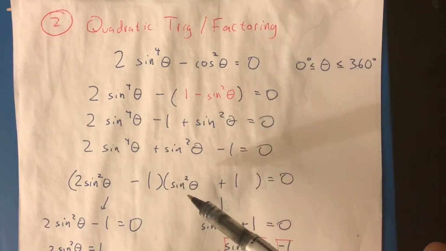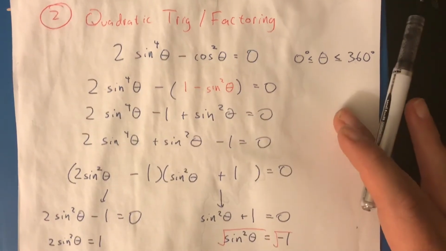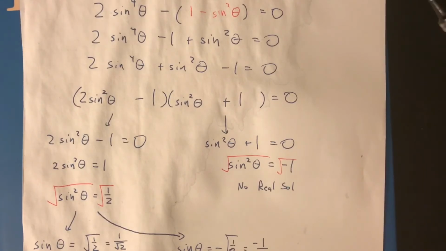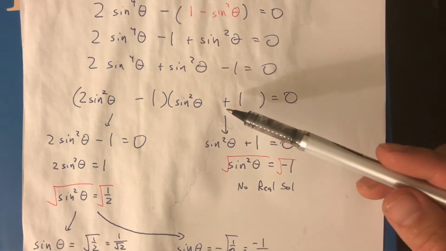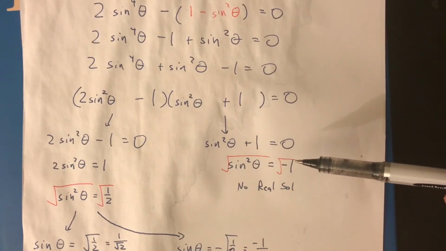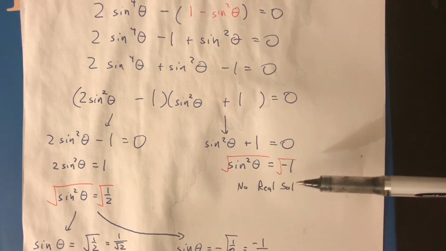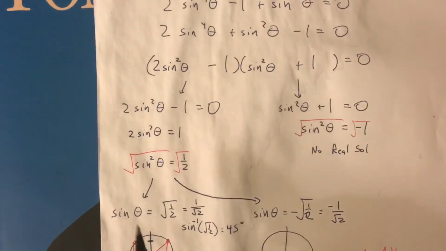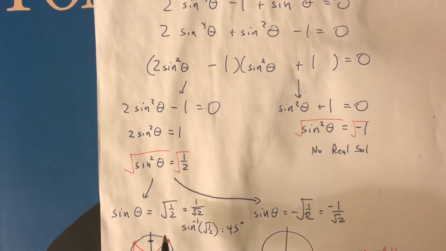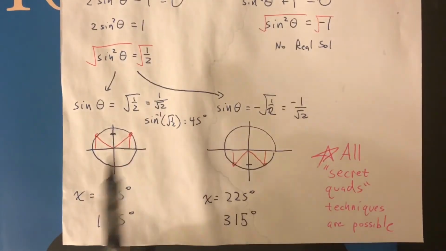Rather than x and x, it would be x squared and x squared, or in this case sine squared and sine squared. Zero product property, set each binomial equal to 0 and solve. On the right side, when it's sine squared plus 1, and you subtract it from both sides and take the square root, you get square root of negative 1. Nah, can't do that, no real solutions. On the other side, we have sine squared equals 1/2, and when we take the square root, we get 1 over root 2.